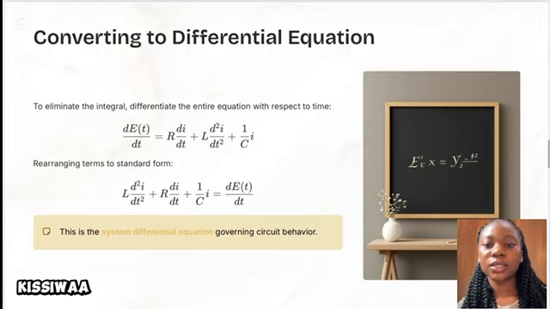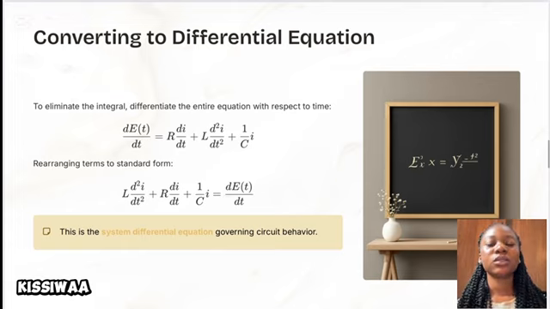Now, to make this easier to solve, we differentiate the entire equation to eliminate the integral, giving us our second order differential equation. When you want to find the natural response, we set the input to 0. This homogeneous equation describes how the circuit responds using only its internal stored energy.